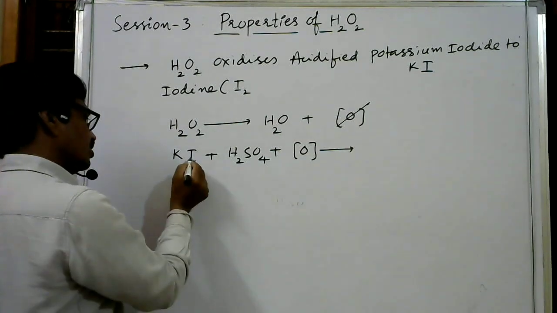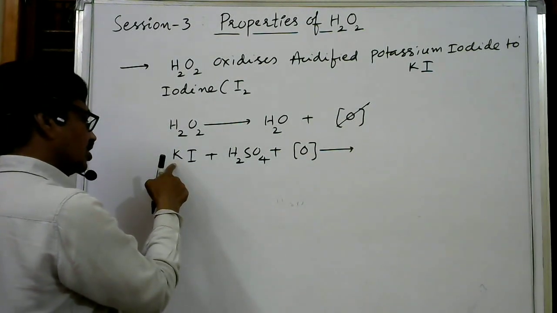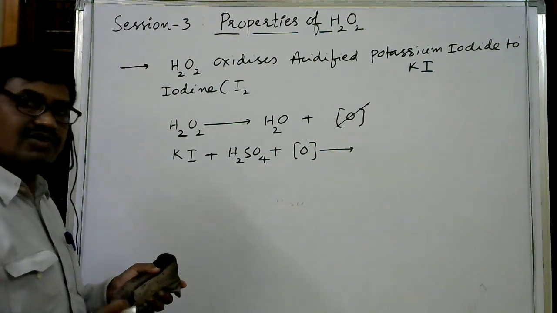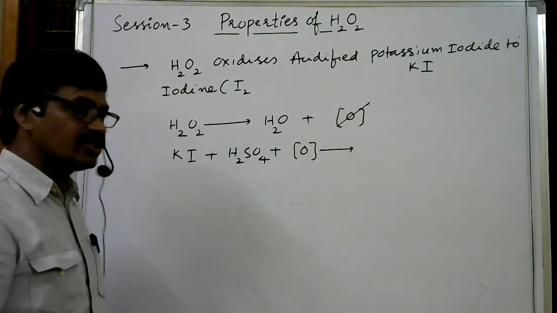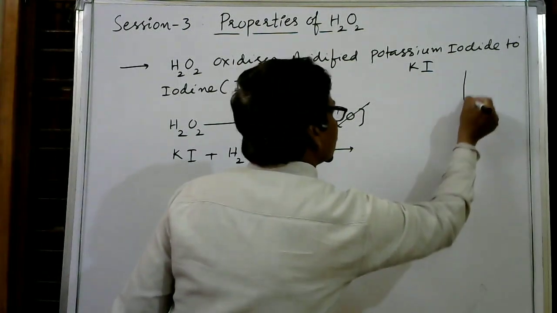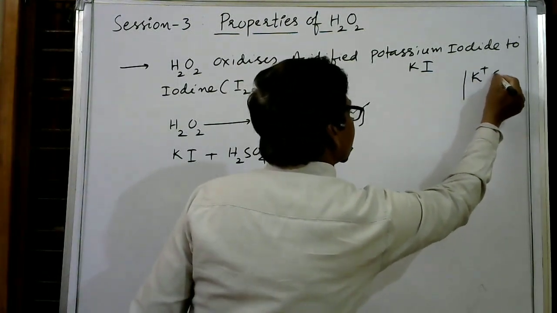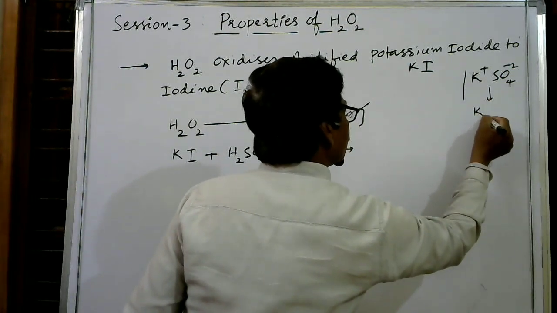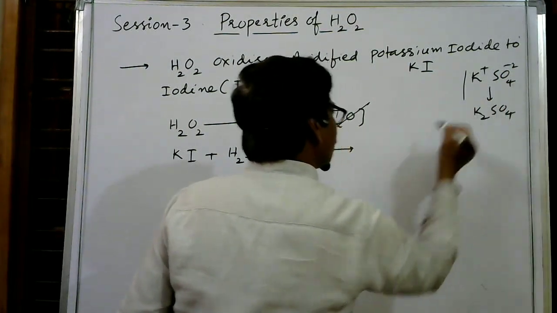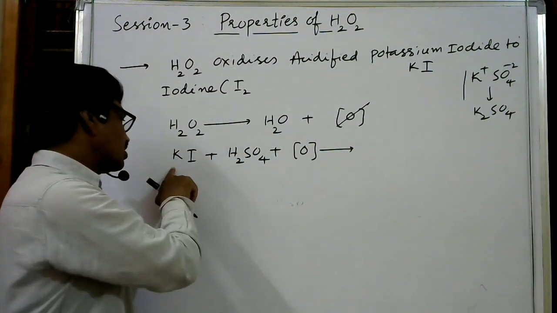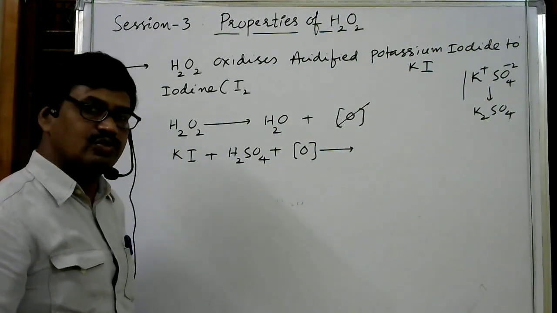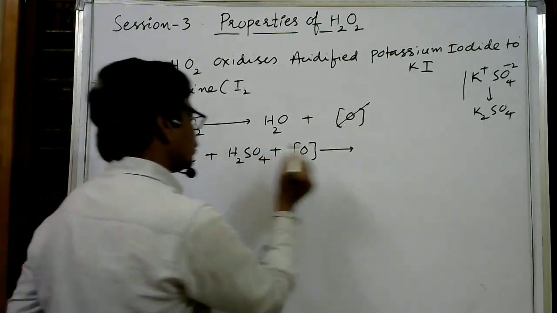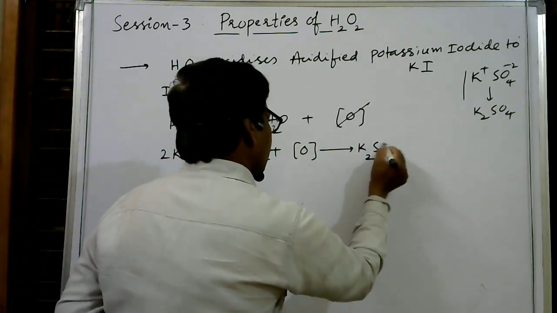So here also you can expect one potassium is there. One potassium when combined with H2SO4 will not give potassium sulfate. The potassium sulfate formula: K plus and SO4 minus 2. So what is the formula now? K2SO4. The potassium sulfate formula is K2SO4. So to convert this potassium into potassium sulfate, there should be 2 potassium. So here I am taking 2 moles. So 2 potassiums with SO4 give rise to K2SO4.